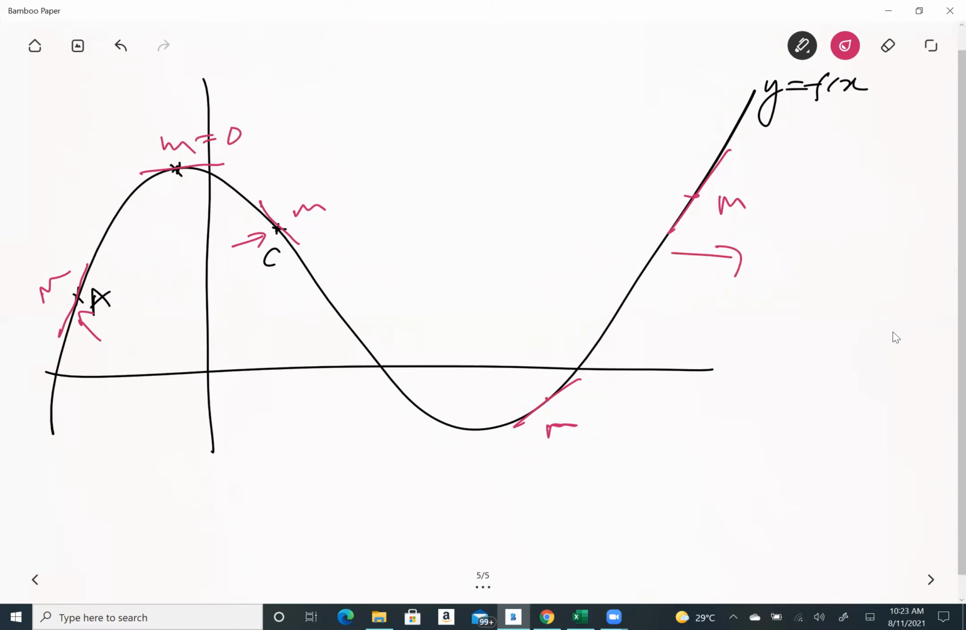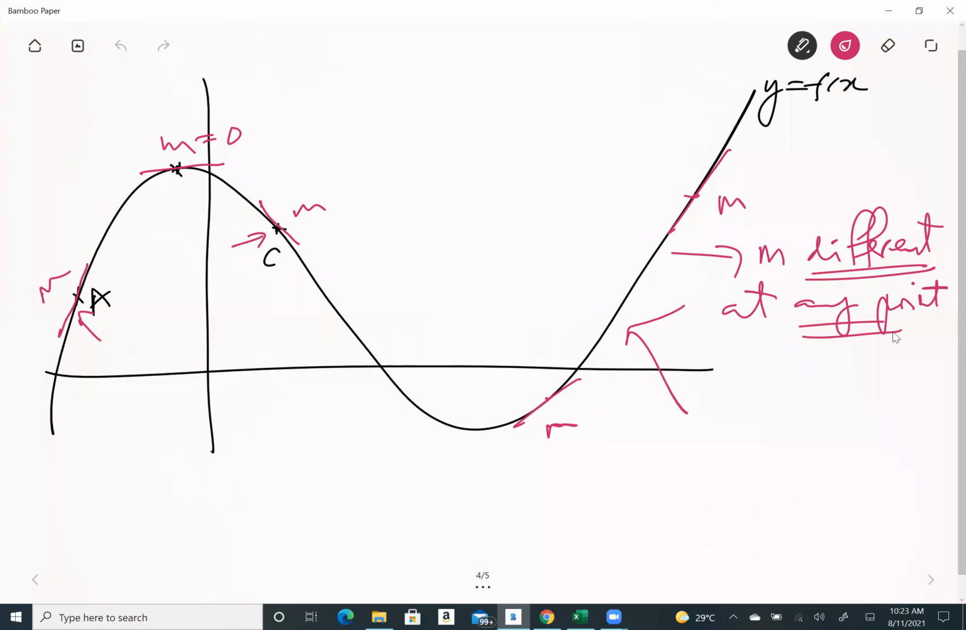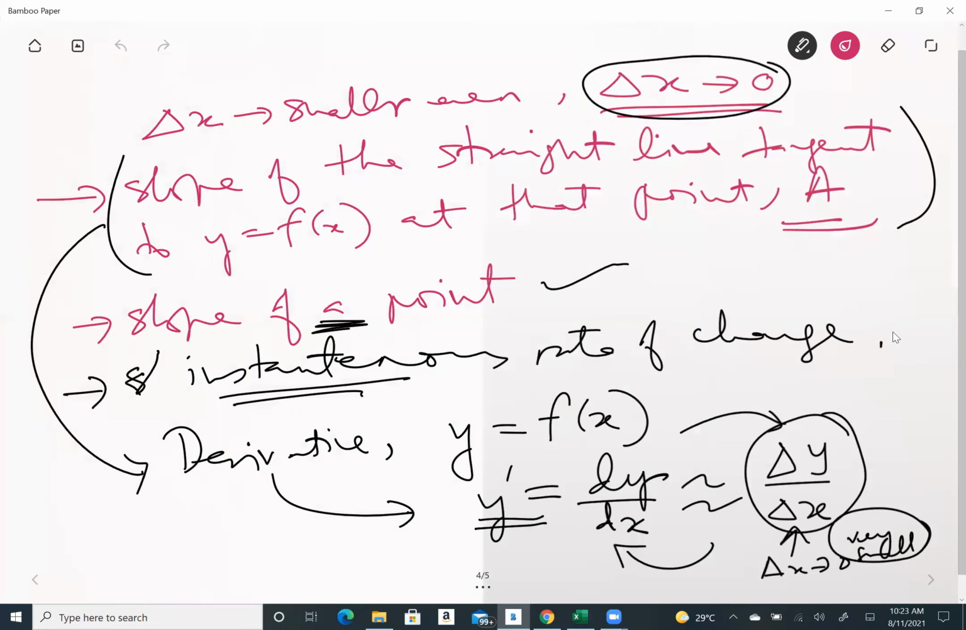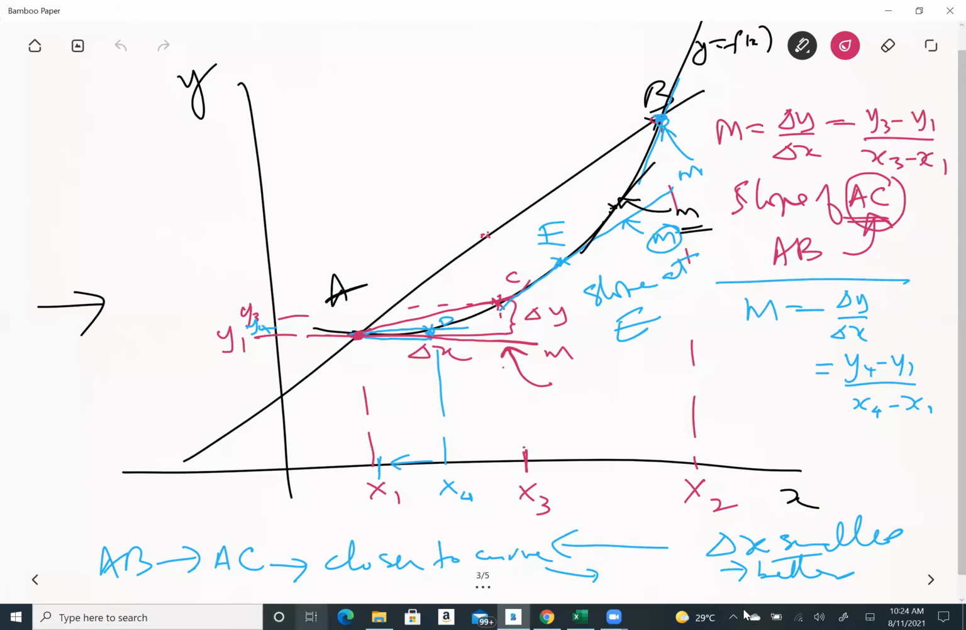So the point is, the slope is different. You don't have a constant slope anymore. The slopes are different at any point. Okay, at any point the slope may be different. Example, I go back to the one that I drew earlier. Here, same thing. If you look at those points A, B, C, D, E, the slopes are different. Okay, right. Any question? So that is the derivative.